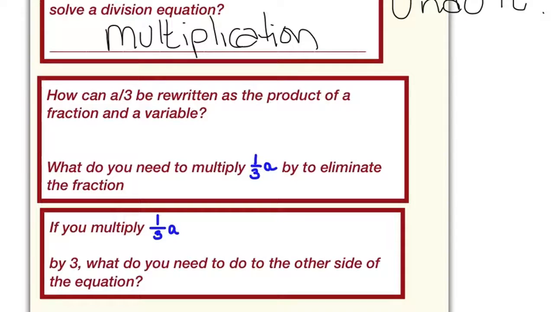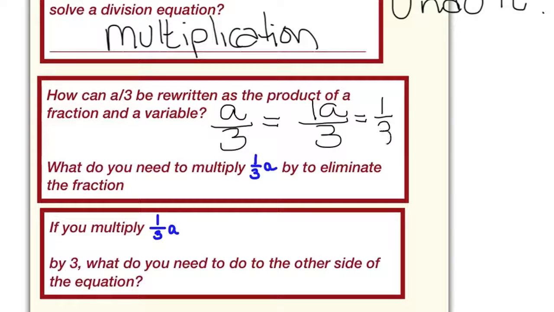Okay. How can a over 3, or a divided by 3, be rewritten as the product, multiplication, of a fraction and a variable? In that case, you should know that a over 3 is the same thing as saying 1a over 3, which can also be written more neatly as 1/3 a. Okay. What do you need to multiply 1/3 a by to eliminate the fraction?